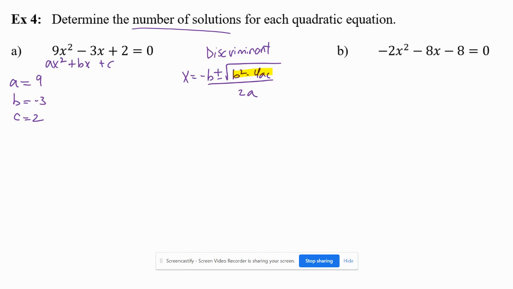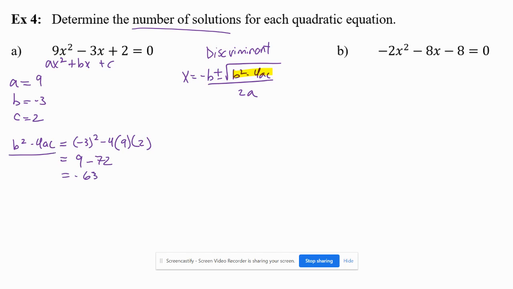And then we're going to calculate the discriminant, which is b squared minus 4ac. B is negative 3, so negative 3 squared minus 4 times a, which is 9, times c, which is 2. Okay. Negative 3 squared is 9. Then we want to do negative 4 times 9 times 2. That's going to give us a minus 72. Okay, and then 9 minus 72 will give us a negative 63.